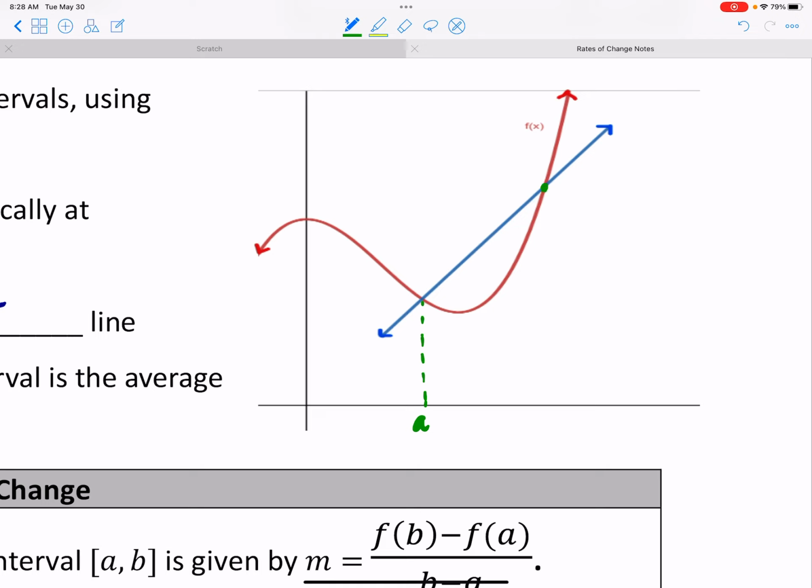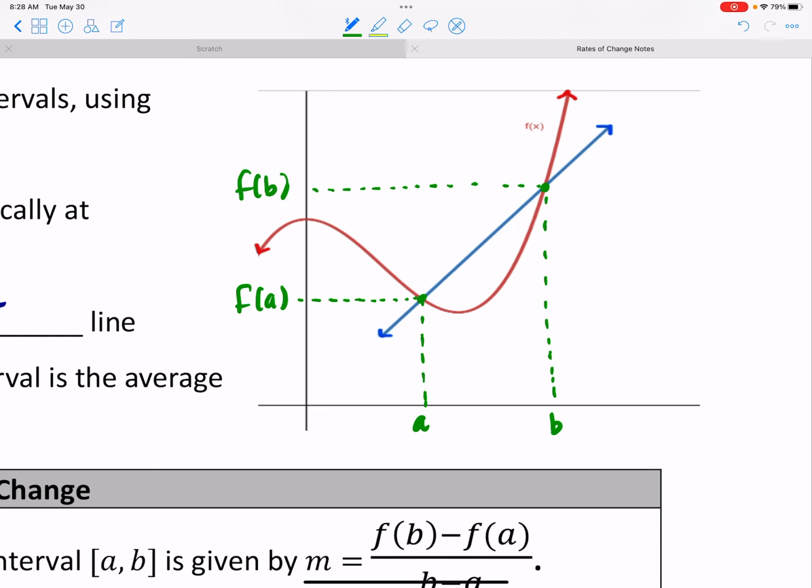And then this point here, the other endpoint on the interval I'm focused on, has an x value of, let's say, b. Then the y value that corresponds here would be f of a. So this function is called f of x. If I input a into my function, my output is what I would have here for my y. So f of a. And then similarly here, our output we would find by inputting b. So we're going to call this f of b.